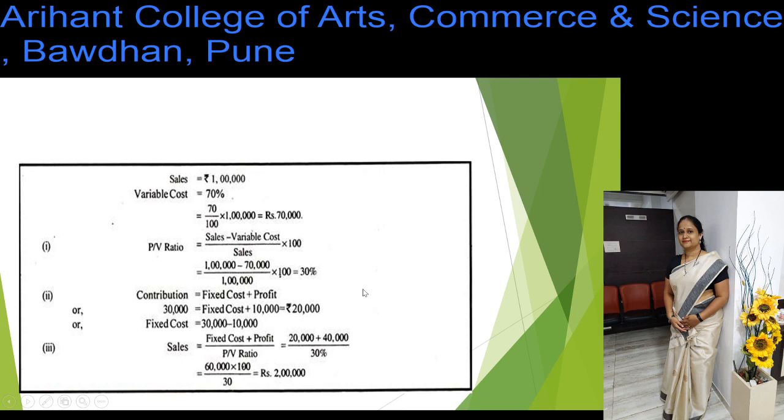Understood till then? Now you need to find out fixed cost. Okay. So with this information, we can apply this formula. Contribution is equal to fixed cost plus profit. Now you have available contribution, right? 30,000 here. As I told you, sales minus variable cost is contribution. So it is 30,000 is equal to fixed cost, suppose X, plus profit we have 10,000. So our contribution will be fixed cost is equal to 30,000 minus 10,000, and it is 20,000. So you have fixed cost 20,000.